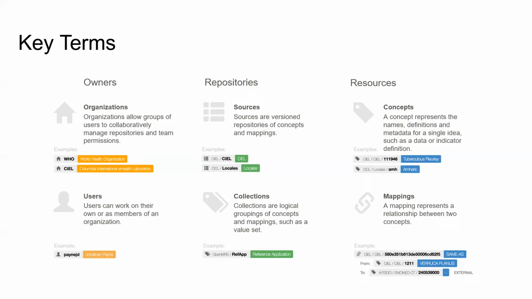Each of these repositories can hold resources, which include concepts and mappings. Concepts have the names, the definitions, and the metadata for an idea, such as a data point or an indicator. And then mappings represent relationships between two concepts. These concepts can be within OCL, or they can be between an OCL concept and a concept outside of OCL.